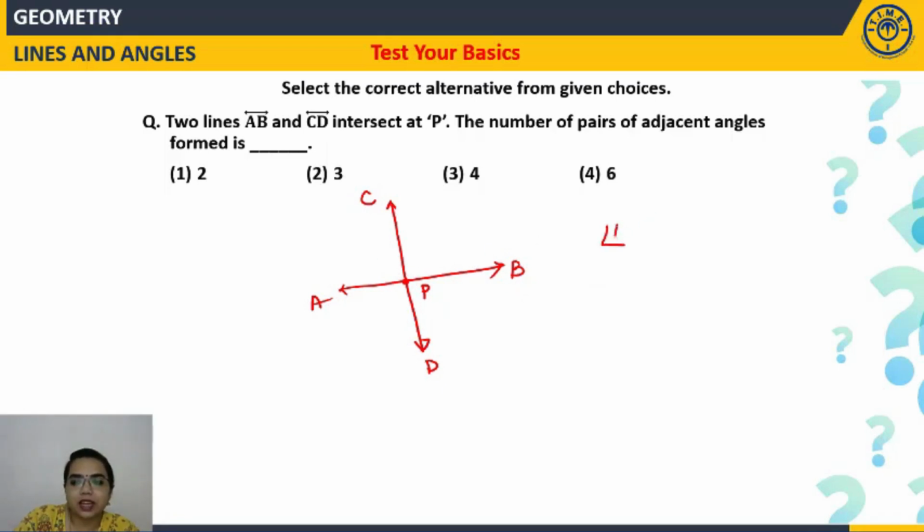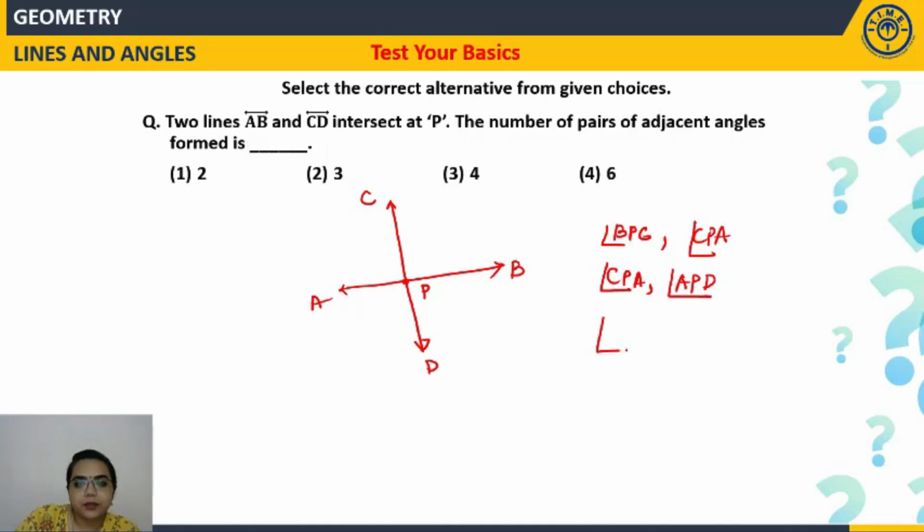Firstly, let us look at the angle BPC. This angle is sharing a common arm PC with the angle CPA. So we have angle BPC and angle CPA. Next again, let us consider angle CPA and angle APD.